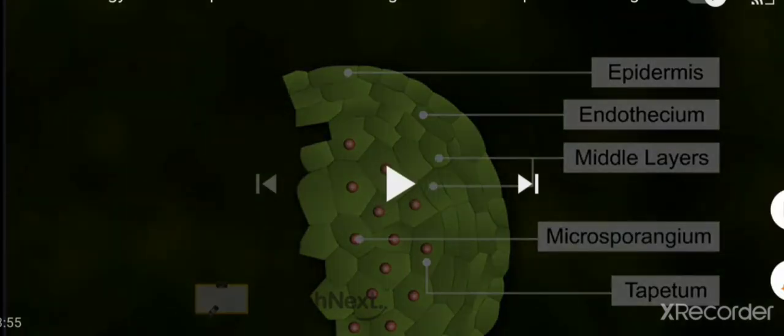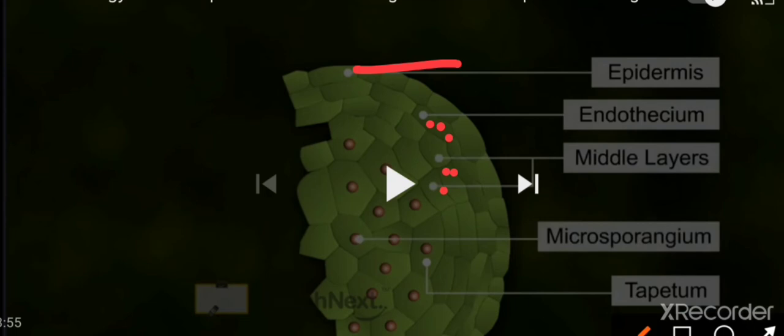Here we can see the different layers. The epidermis includes a single layer of cells, and the endothelium also consists of a single layer of cells. And the middle layers, you can see 2 or 3 layers of cells there, isn't it? Then we can see the tapetum. The first 3 layers are the epidermis, endothelium and middle layers.